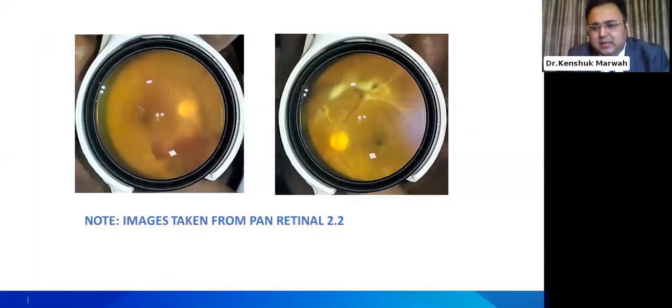Here is another image. India is the diabetic capital of the world, and these are patients with fresh bleeding in the eye. These patients don't control their sugar and the HbA1cs are high, but they become more aware once they have such high-risk PDR in their eyes. When a patient starts to have bleeding and we show these images, the patient gets more aware and takes more care of their eyes. These images were taken recently, just two days back, with the Panretinal 2.2 lens.